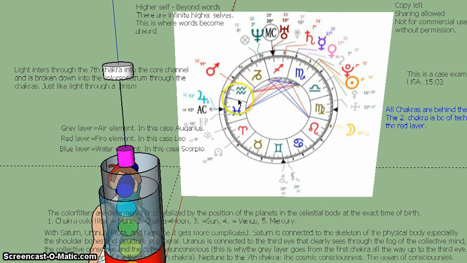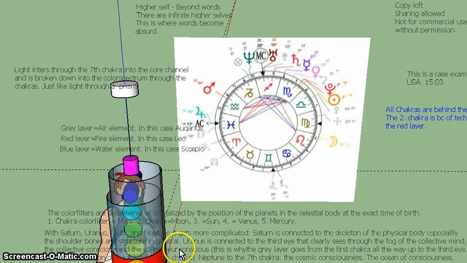So the first chakra, the red chakra, is connected to Mars, which is this symbol. As you can see, Mars is in Aquarius. This is the symbol for Aquarius, and it's in the 12th house in this specific case.